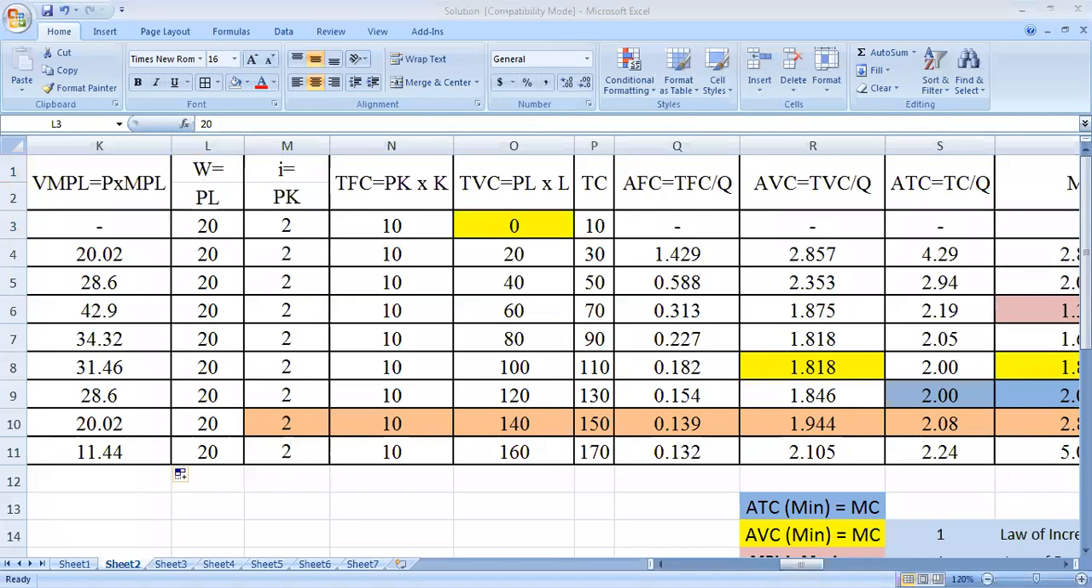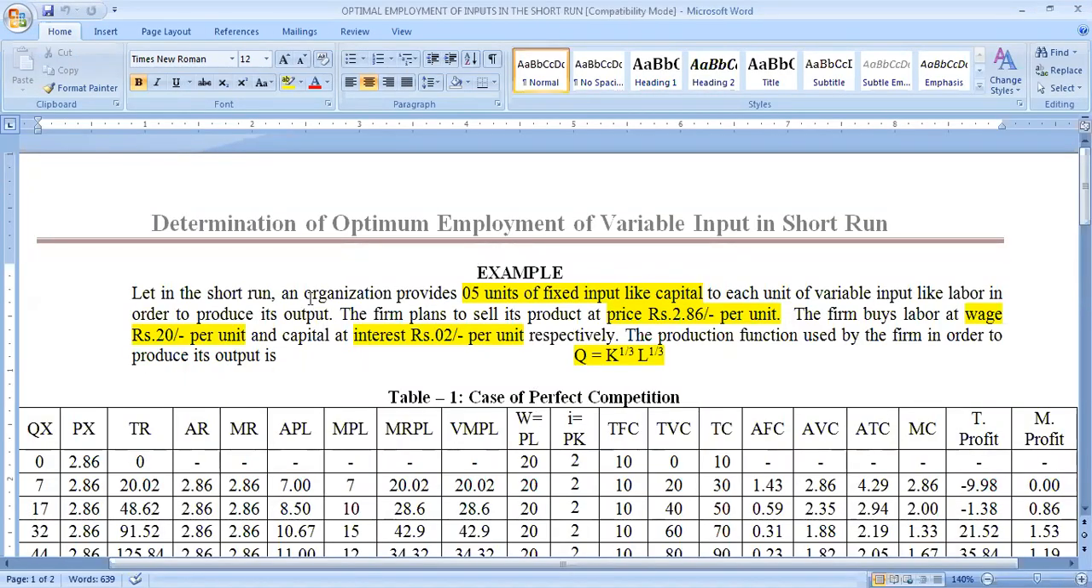Let me show you that particular word file so that you could come to know why this 20 is coming. Now let me open up that particular information for you guys. So this is the page that is given. Now let me read this statement for you.